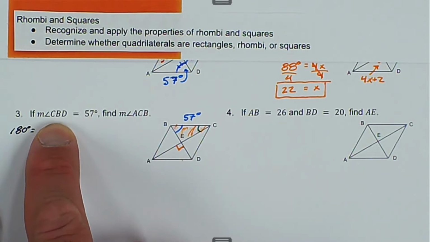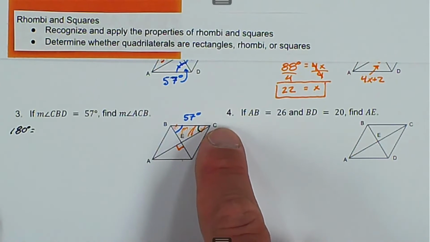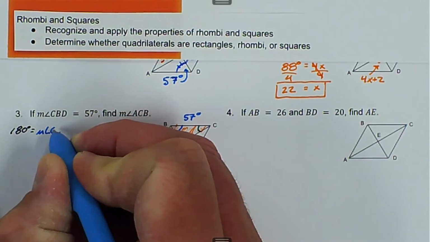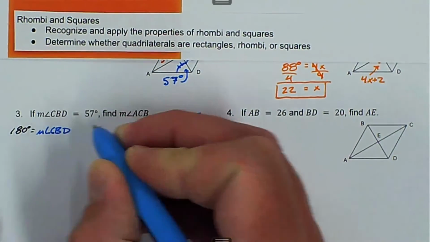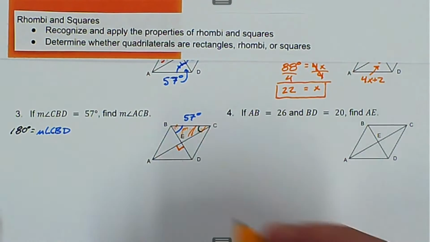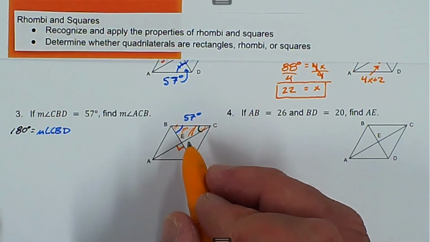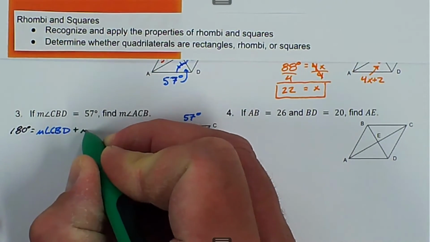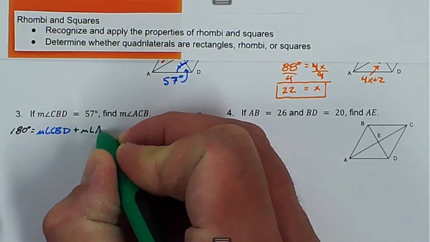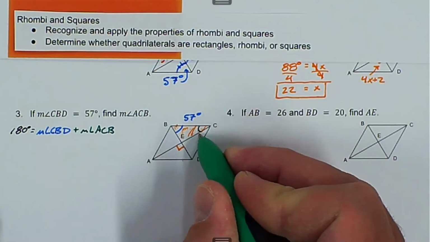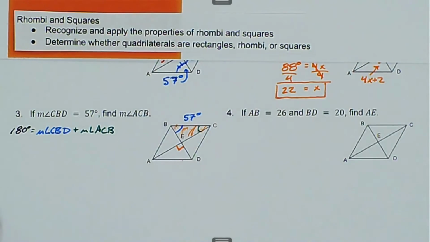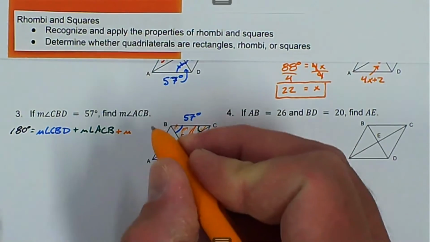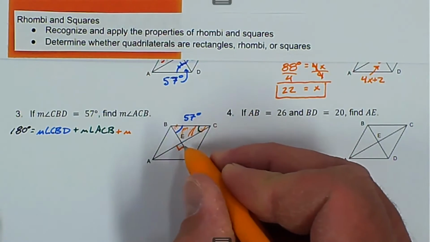we know that we have the measure of angle CBD, and we made that one blue, so that's going to be the measure of angle CBD, plus ACB, we made that one green, plus the measure of angle ACB. That's that angle right there, ACB, plus the measure of angle BEC.